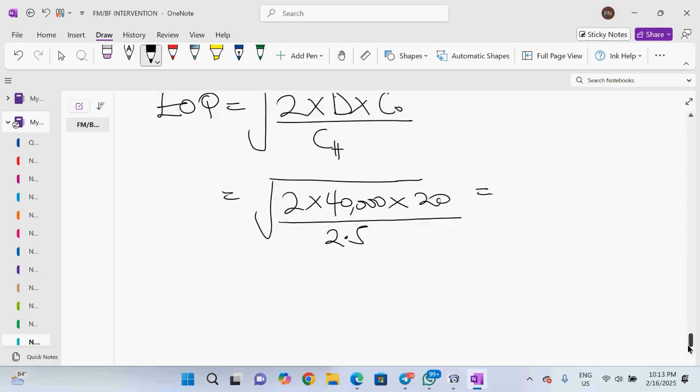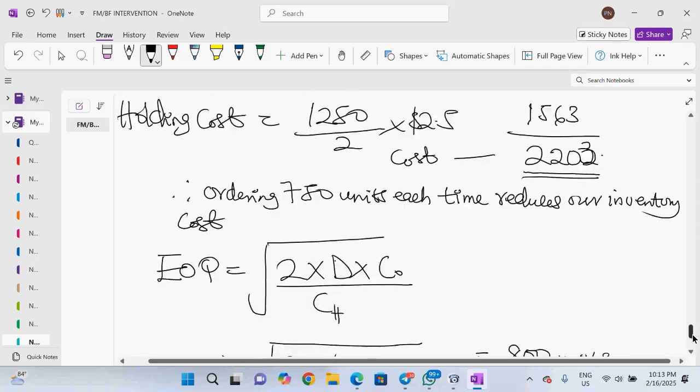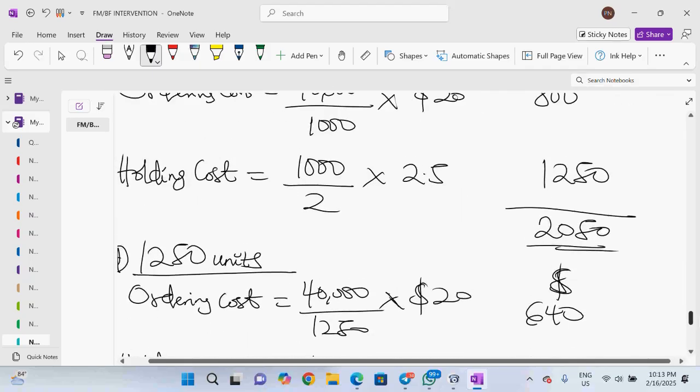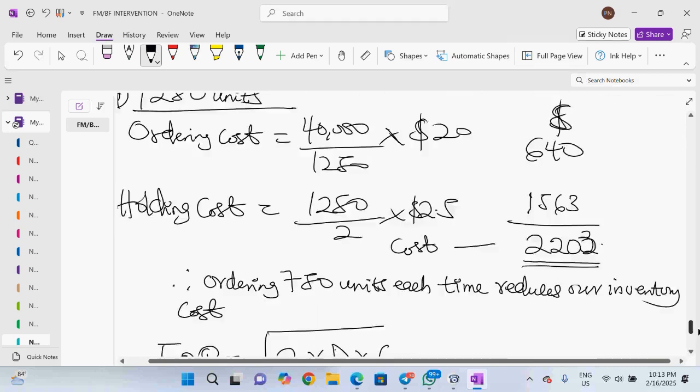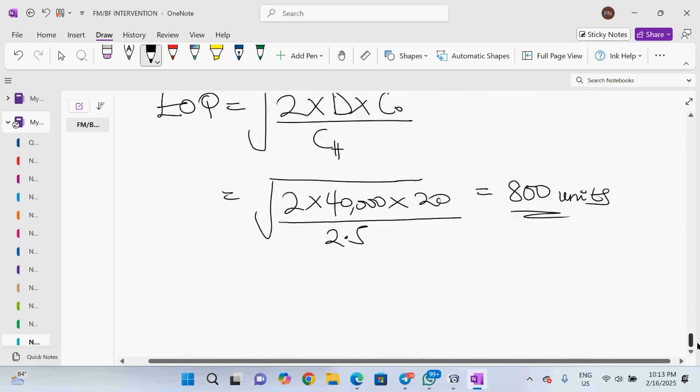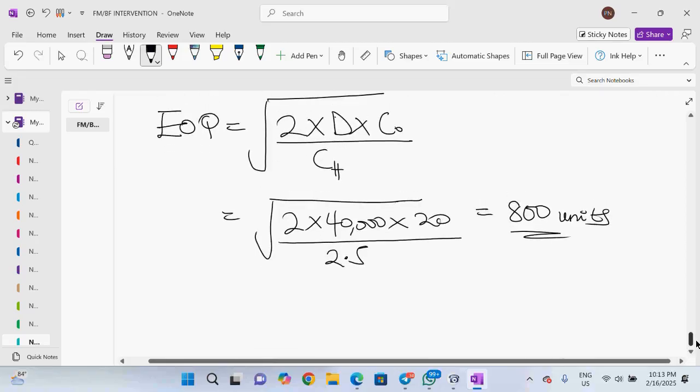Times 40,000 times 20 equals 2.5. 800 units. So you see that the EOQ is saying that the best to order for a year is 800 units. But then the normal quantities are saying that it is 750. We say that 750 is the best because it's giving us the least cost among the four of them. That is the maximum quantity that gives us the least cost.